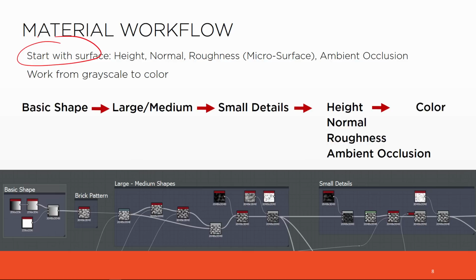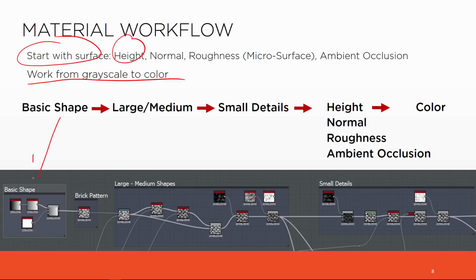And what I mean by that is I start by creating my height, my normal, my roughness map. Now the roughness map, which represents the micro surface detail of the material, and ambient occlusion. And then I always work from grayscale to color. So with that idea in mind, when I start to work on my height map here, I always start in this type of form. So I will start with the basic shape first.